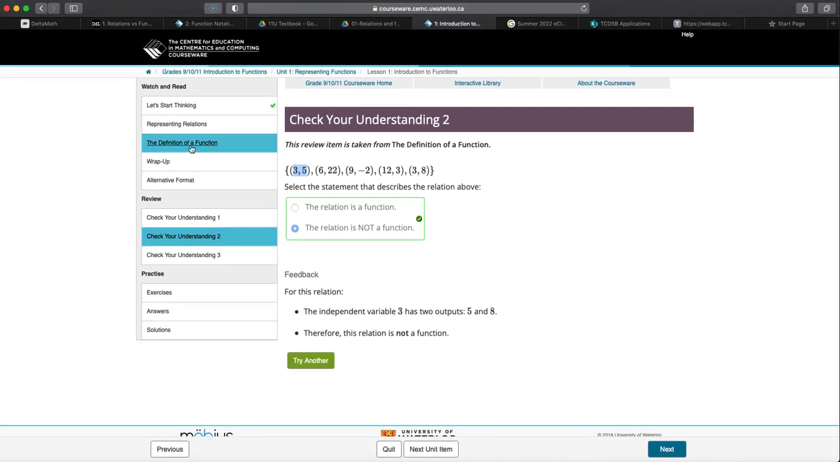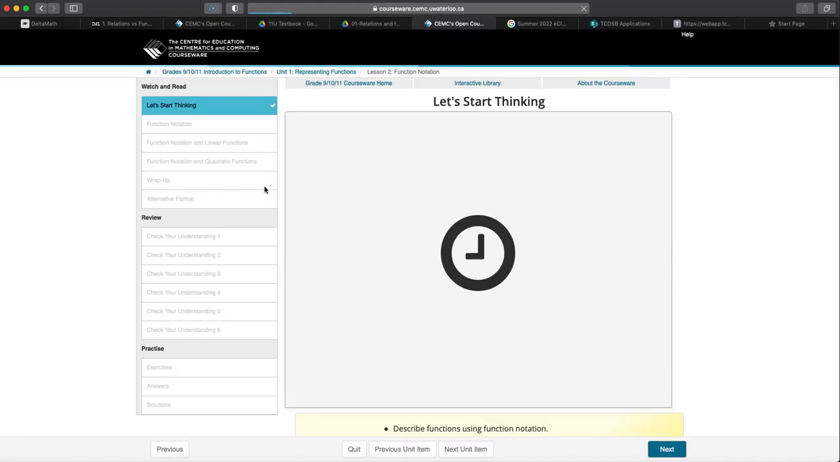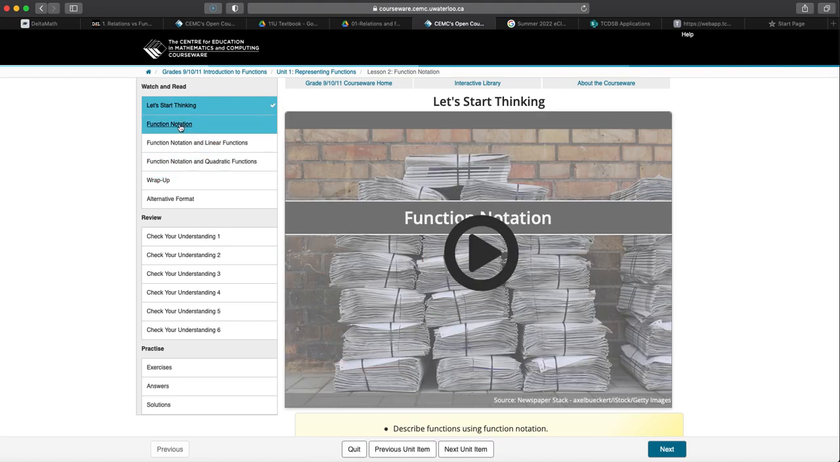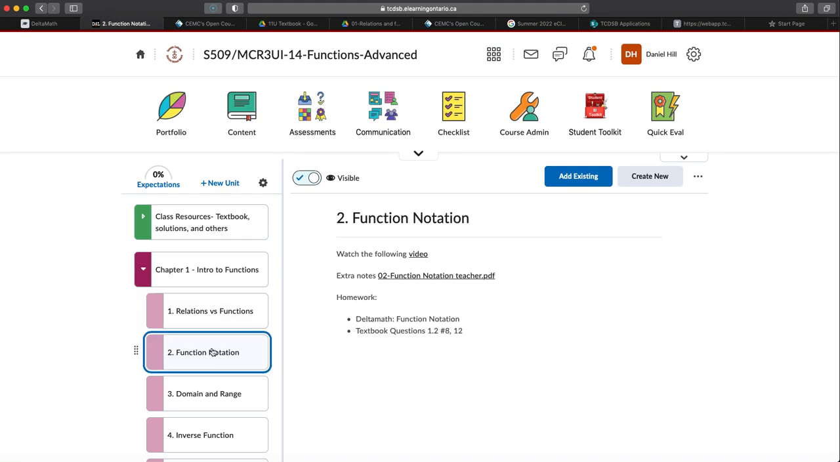So there's a lot of really good things here. If you click the next unit item, you'll get into function notation, and you'll know that function notation is right here. If you watch this video, there's a video to watch in the CEMC, so we'll click that. And you can see that it comes up.